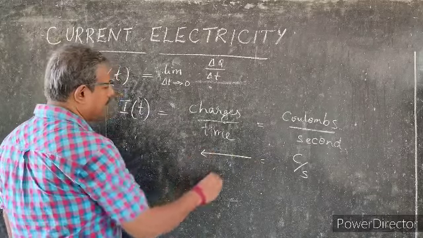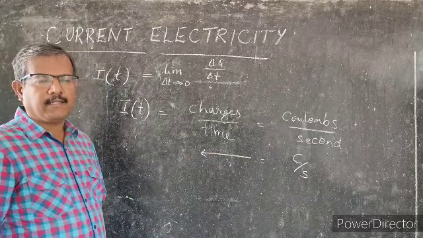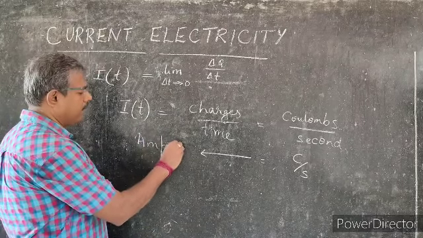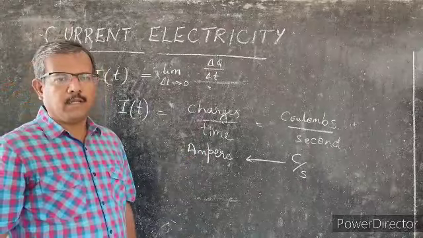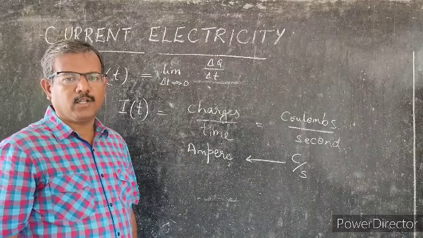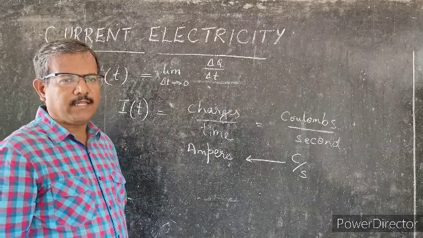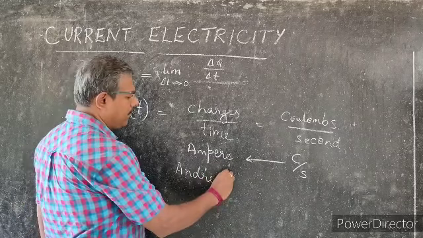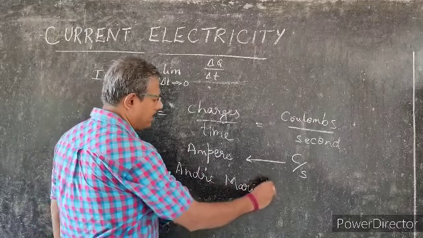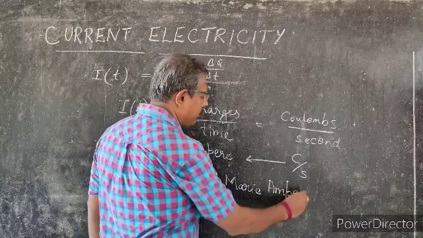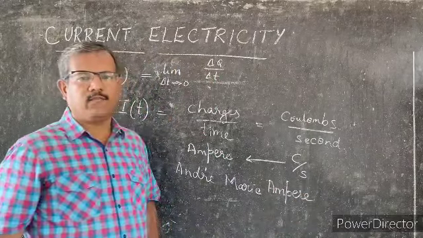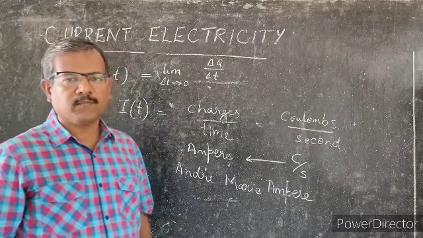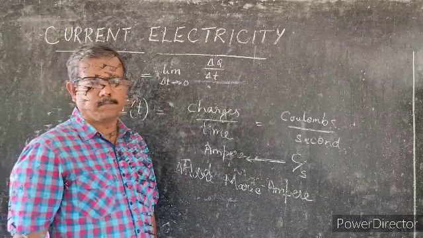Coulombs per second is a unit that in modern physics is named as ampere. Ampere is the standard unit of electric current. It's named in honor of Andre Marie Ampere, the brilliant French mathematician and physicist who was one of the founders of the science of electromagnetism.